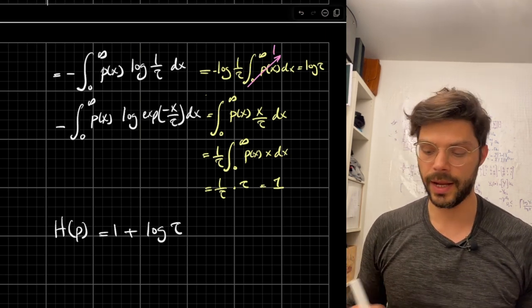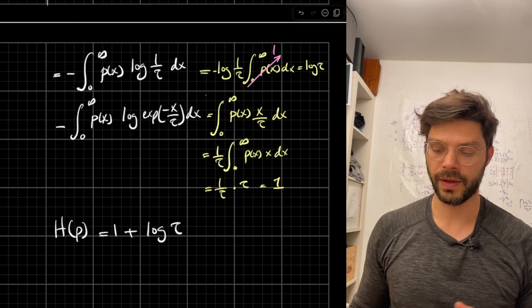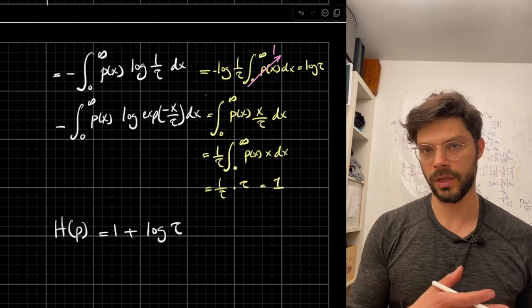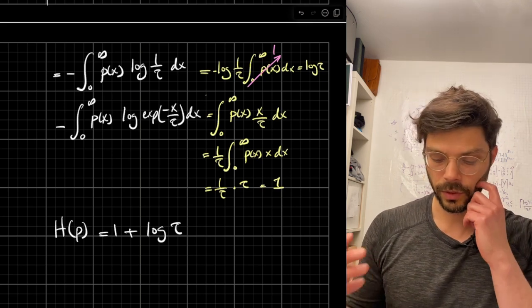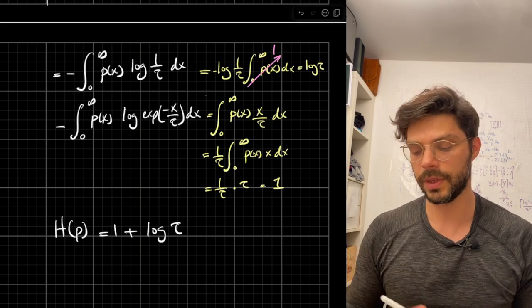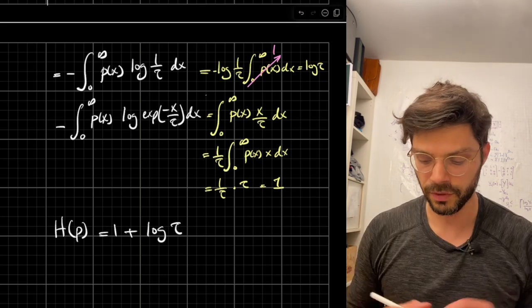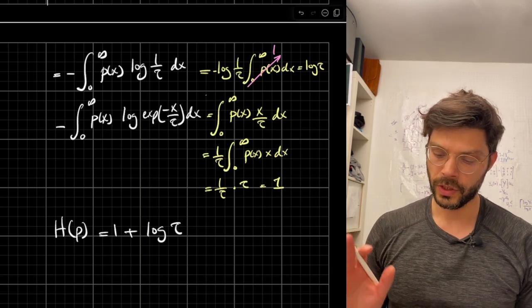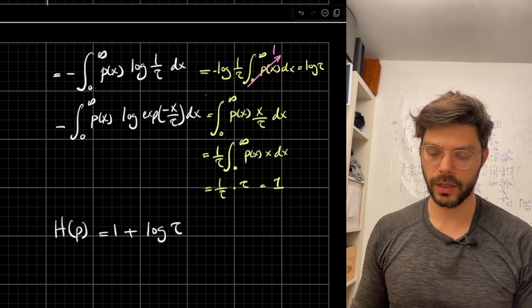So that's good, but again, it can get arbitrarily negative. If tau becomes very small, then h of p becomes small. So always keep that in mind. If you're doing a calculation and your entropy is becoming negative, it doesn't necessarily mean that you've done it wrong. Good. So that was for the exponential distribution.